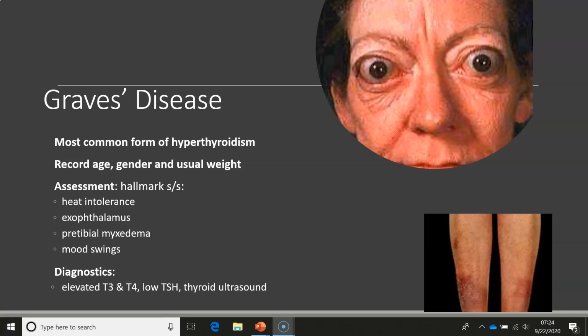And remember that myxedema, we'll talk about it in just a little bit, but that isn't just fluid, it also has some tissue in it, so it's a thicker type of edema.